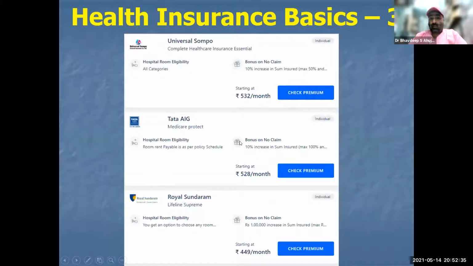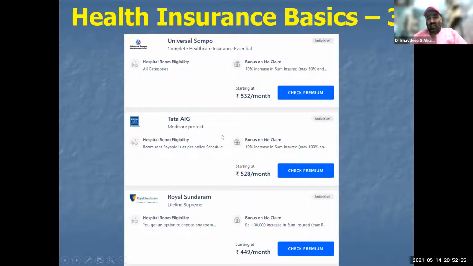Tata AIG, maybe it was at a lower segment in the claim settled ratio, still in the 90s, but in the incurred claim ratio, it is at one of the highest spots. The policy is Medicare Protect. Royal Sundaram comes with the Lifeline Supreme. Universal Sompo comes with the Complete Healthcare Insurance Essential Plan.